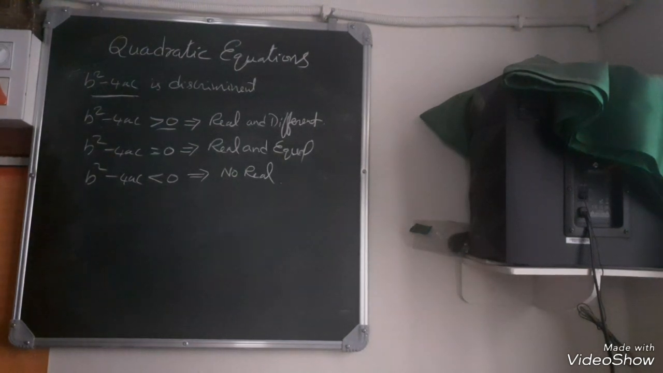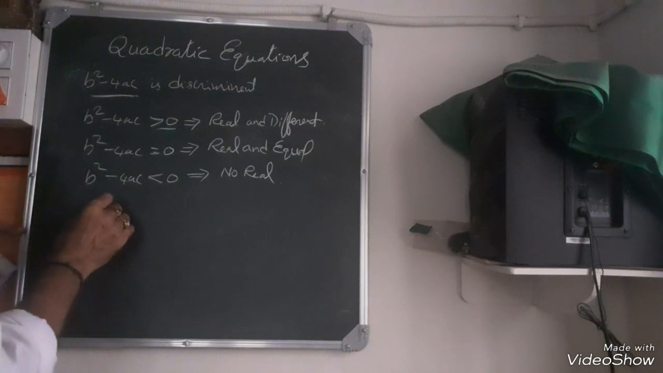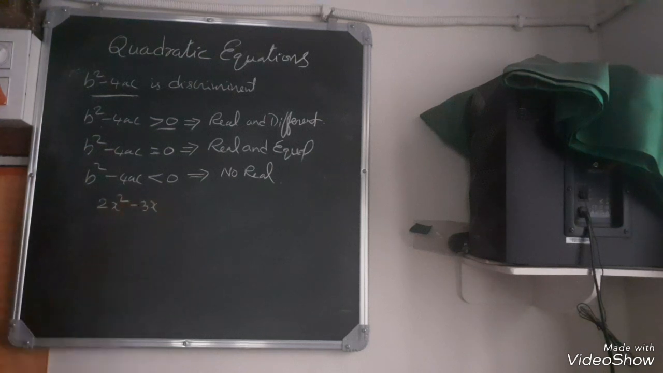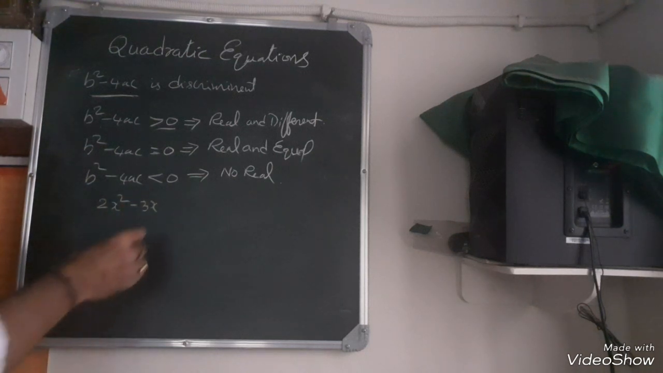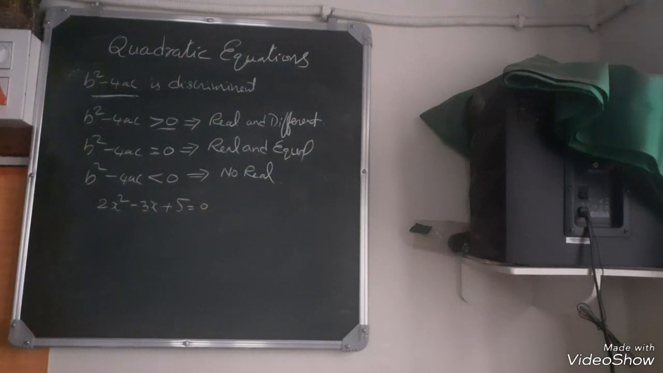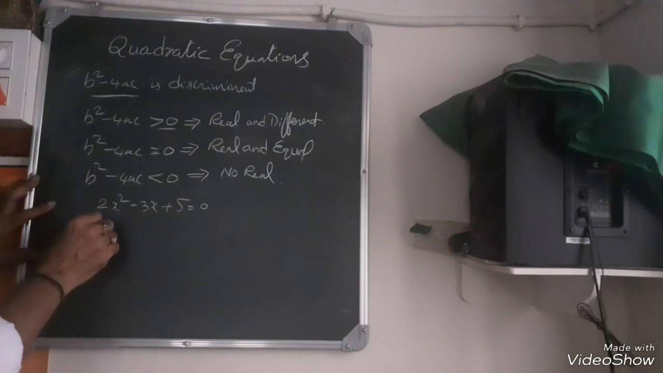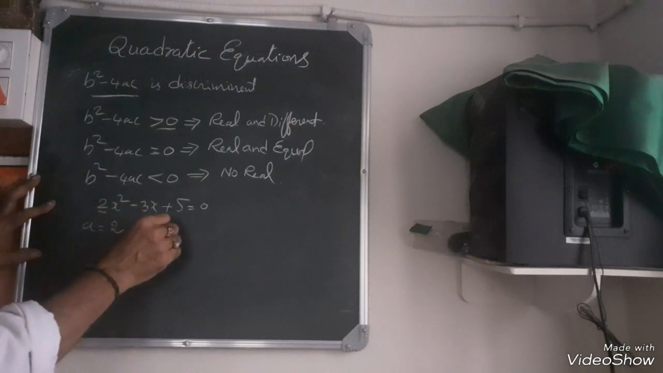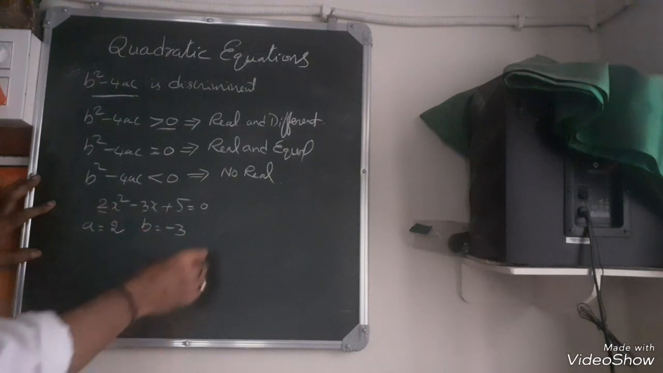Now let us take one problem here. You are given 2x square minus 3x plus 5 equal to 0. Without finding the actual roots, without the actual solution, you have to describe the nature of the solution. So here you take a equal to 2, the coefficient of x square, b equal to minus 3, and c equal to 5.